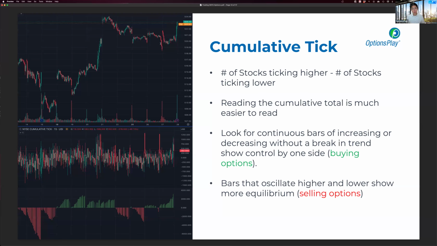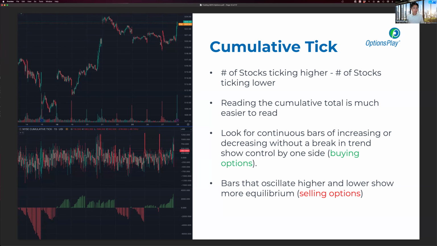The second thing that we want to take a look at in conjunction with what we were talking about is what we call cumulative tick. This is published by the New York Stock Exchange. Most brokers' platforms have access to it. The symbol is just tick, or $TICK, depending on the platform you're on. Usually it's $TICK.